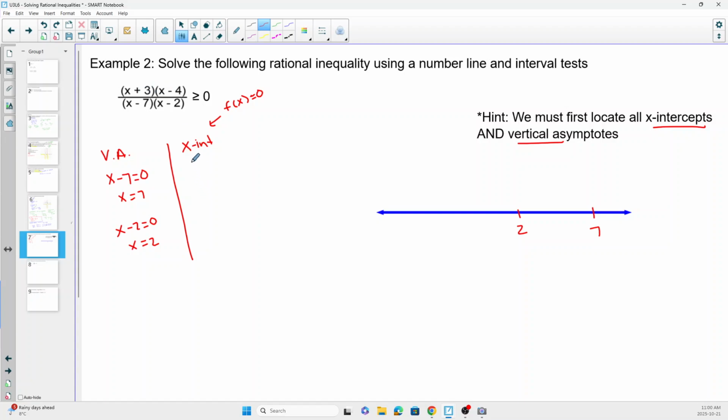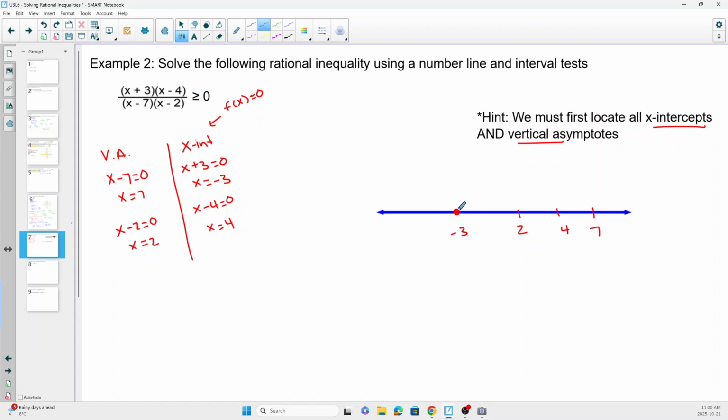So we want to figure out, well, when, because this is multiplication, if x plus 3 becomes 0, the whole numerator becomes 0. So when will x plus 3 equal 0? Well, that will happen when x is equal to negative 3. And when will x minus 4 equal 0? That'll happen when x is equal to 4. So we have another intercept here at 4, and then we have another one over here at negative 3.